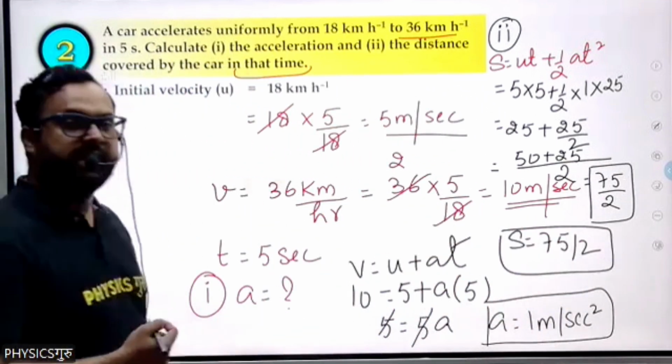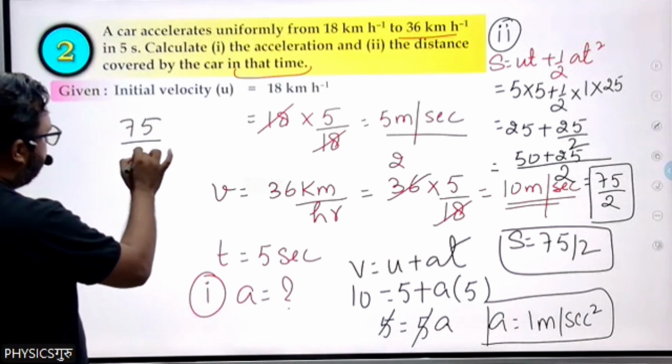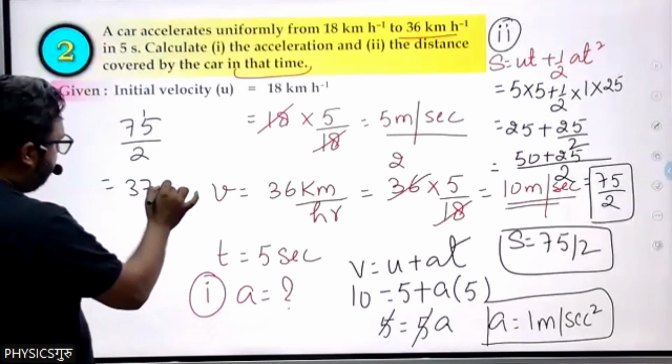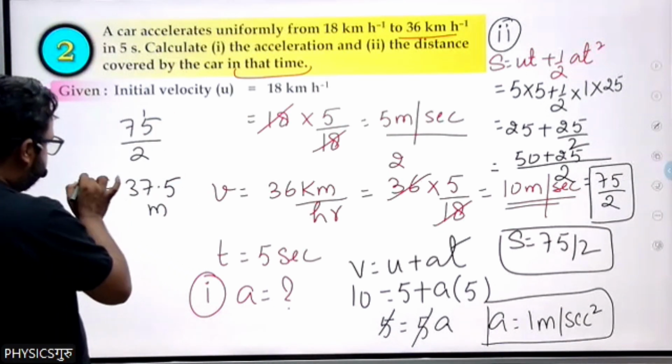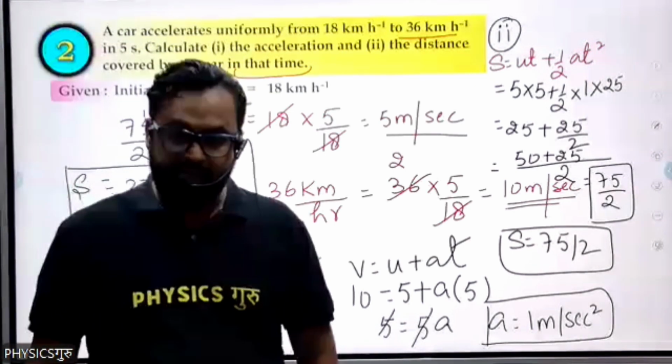You can also find the answer in decimal. We have 75 over 2. 2 threes are 6, carry 1, 2 sevens are 14. So 37.5 meter is the required answer.